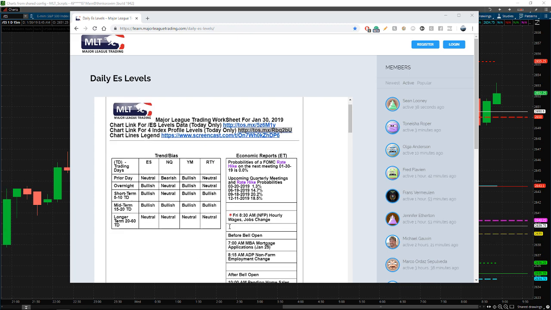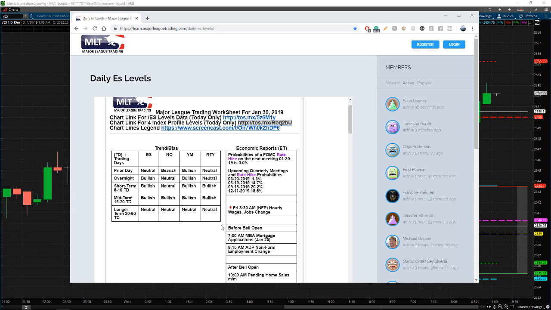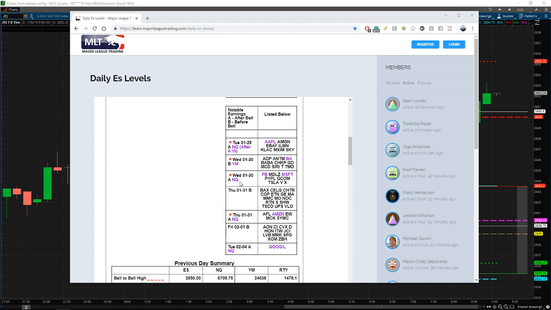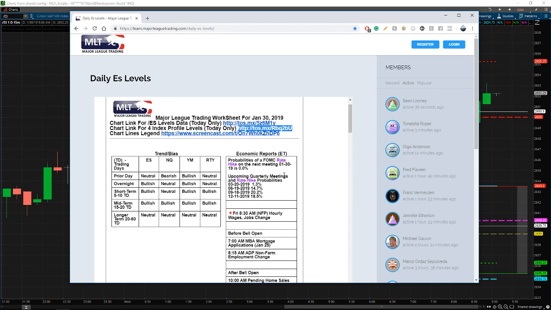For economic reports before the bell opens, 7 a.m. MBA mortgage applications, 8:15 a.m. non-farm employment change. As well, last night we had Apple earnings, and I believe there was an earnings report this morning. Before the bell, we had Boeing, so that'll obviously affect the Dow. After the bell today, we're going to have Facebook and Microsoft, and then tomorrow is Amazon. So obviously a lot of earnings. We can push to new highs with those type of impact earnings.